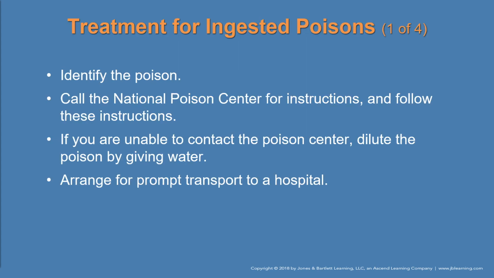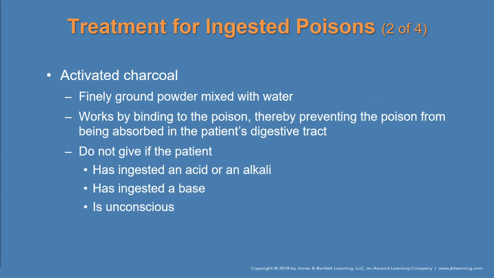So what are we going to do for them? Well, we have to figure out what they took, and then it's best to call the National Poison Control Center. And so you're going to see this number a bunch. It's 1-800-222-1222. And you'll see stickers next to phones. I have one of the stickers later on in the slide deck. That's what it is. So if you're unable to contact Poison Control Center, bring them to the emergency room.